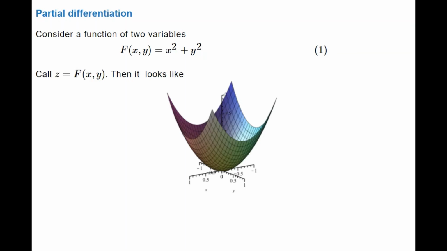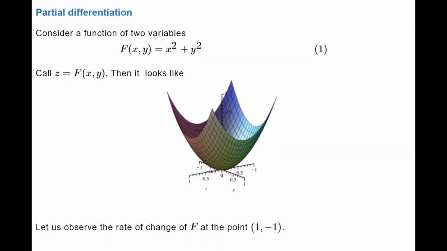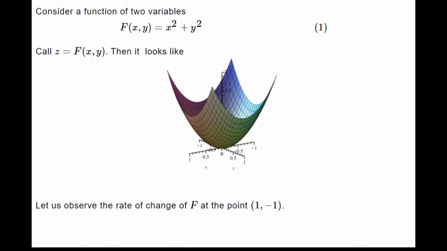When we talk about partial differentiation, we consider a simpler function. So let's consider a simpler function of x and y defined by x squared plus y squared. And since f of x, y is a combination of two functions of x and y which become one function, we name it a single variable z. And the figure shows how it looks. Okay, so we observe the rate of change of this function at a certain point where x is 1 and y is minus 1.